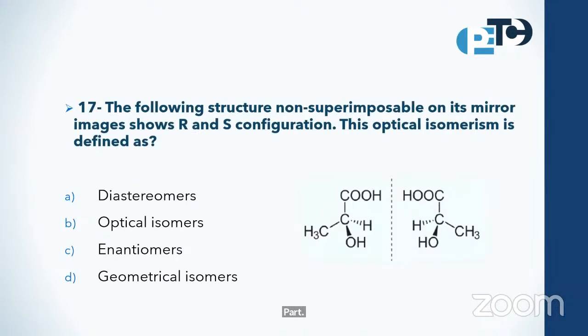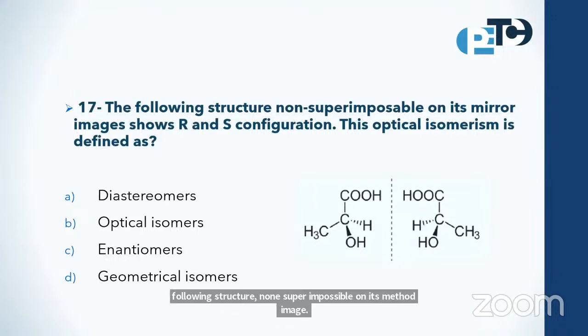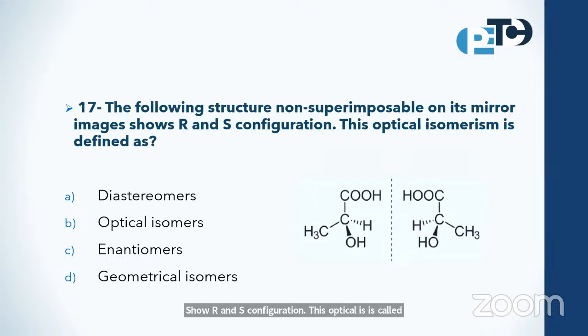Question related to the stereochemistry. We have two isomers here. The following structure is non-superimposable on its mirror image and shows R and S configuration. This optical isomerism is called what? Let's see the four characters here. Here we have mirror images. They are not superimposable. Plus we have one chiral center, and both are optically active. These are the four characters related to enantiomers. So these isomers are enantiomers.